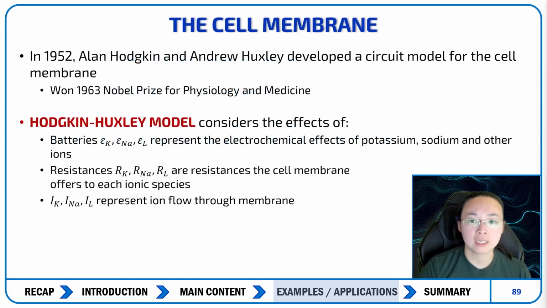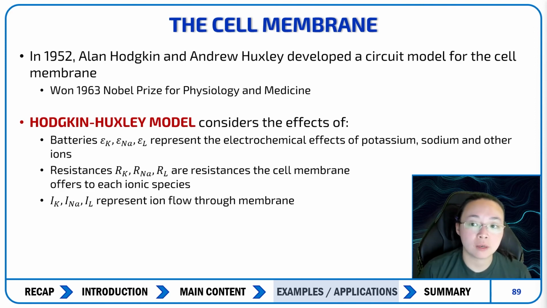So the cell membrane. In 1952, Alan Hodgkin and Andrew Huxley developed a circuit model for the cell membrane, and it was great because they won the 1963 Nobel Prize for Physiology and Medicine. Now, the Hodgkin-Huxley model was the first model of a cell that successfully modeled the axon membrane of a giant squid. So that is what they won the Nobel Prize for.